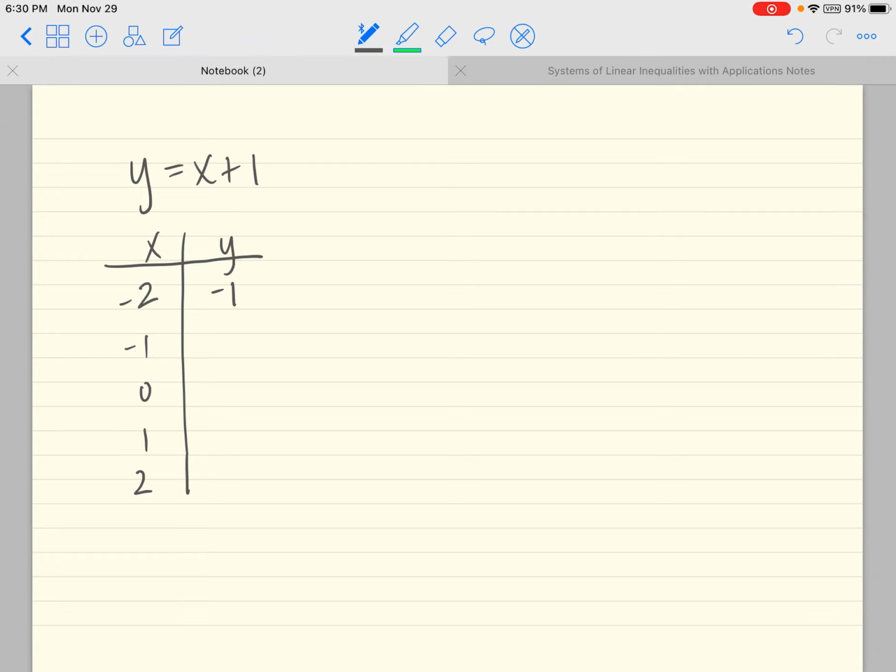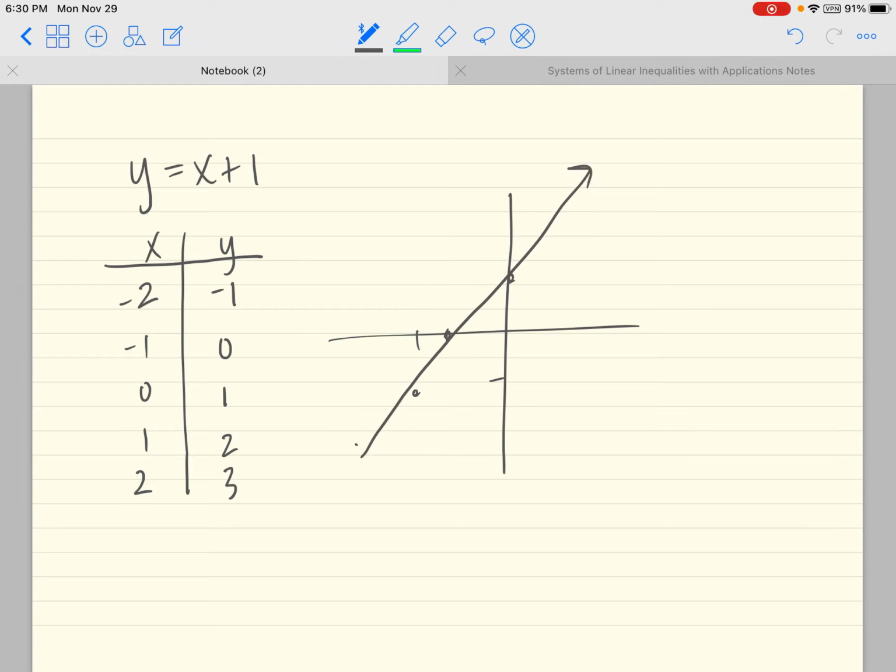So when you continue to fill out this table of values, you end up with a bunch of solutions, and all of those solutions make up the graph of that line. So -2, -1; -1, 0; 0, 1, and you end up with the infinite connection of points for that line being the solutions, all of the infinite solutions to that equation.